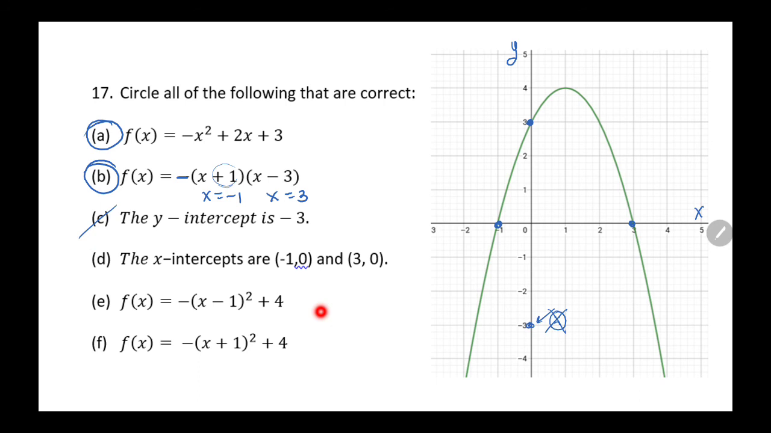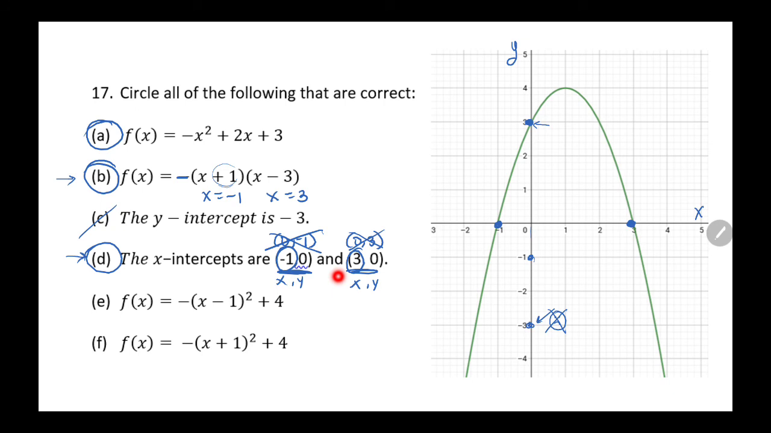D is just reiterating what we already discussed from part B here, that my x-intercepts are at negative 1, 0 and 3, 0. This is why people make mistakes on these. If the question had said this, these would be incorrect because 0, negative 1 is down here. Okay, that's a y-intercept. 0, 3 is up here. Another y-intercept. We want to make sure that our x-intercepts have the numbers in the x spots, not the y spots. So this one's actually true.